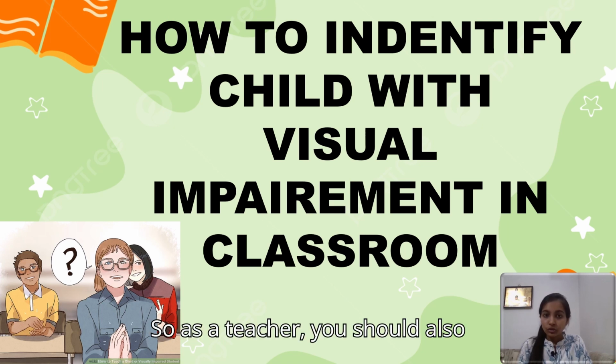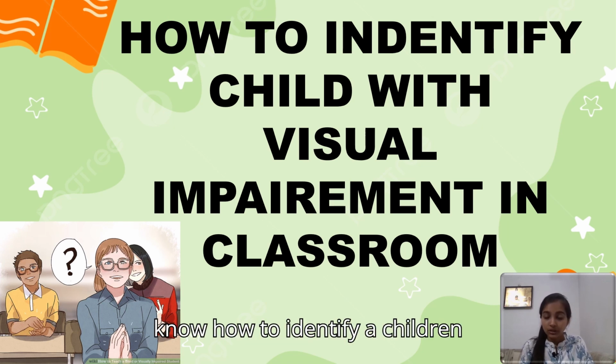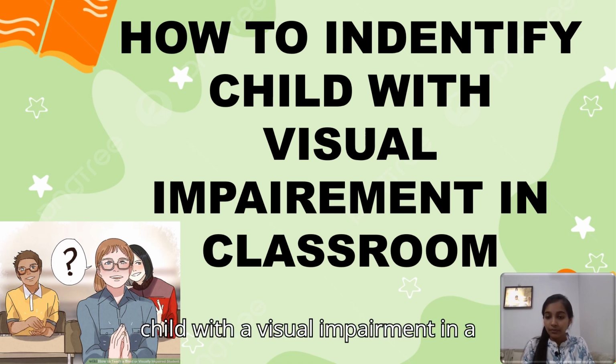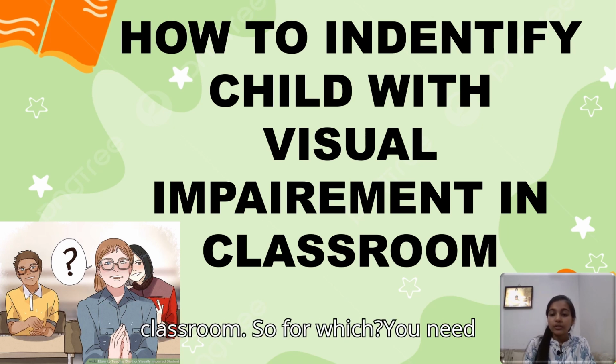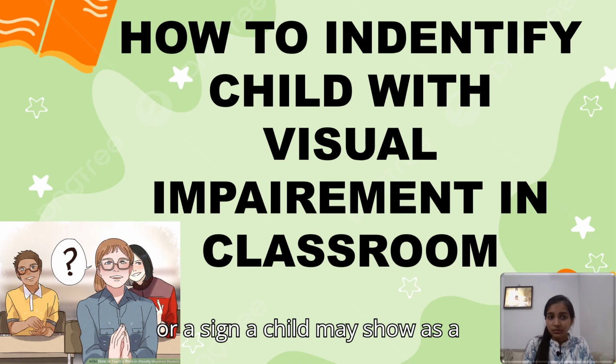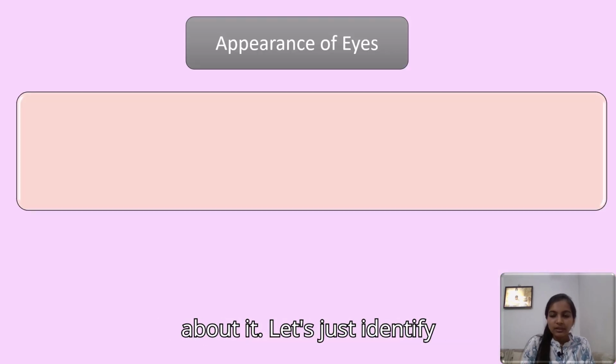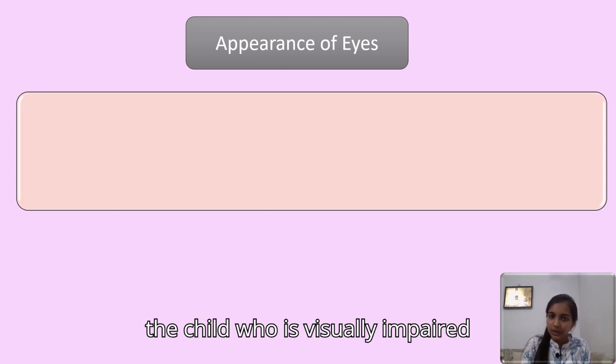So as a teacher, you should also know how to identify a child with a visual impairment in a classroom. For which you need to know what could be the indicators or signs a child may show as visually impaired. So let's talk about it. Let's identify the child who is visually impaired from the appearance of the eye.